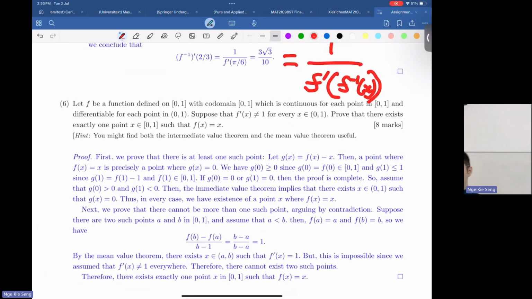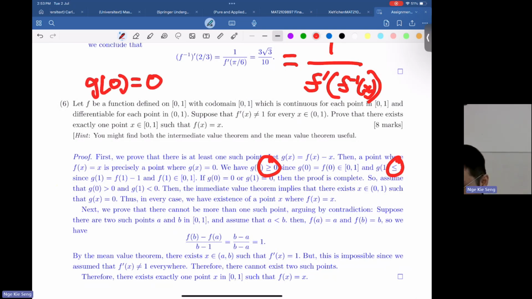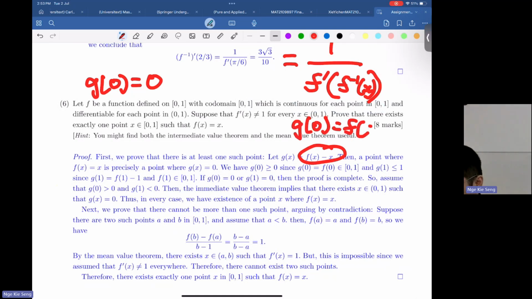Question 6, surprisingly everyone did quite well, but one thing to take note of is the greater than or equal to 0 and less than or equal to 1. If already equal, then you already found the fixed point. Correct or not? So you need to assume they are not equal first, strictly greater than 0 and strictly less than 1. Then you can argue using the intermediate value theorem. Otherwise you already get the result. Correct or not? If g(0) equals 0, meaning what? Where is my function g? You see, if g(0) equals 0, meaning that f(0) minus 0 is 0. You already get the fixed point, right? So you need to get rid of these conditions first. Does that make sense?